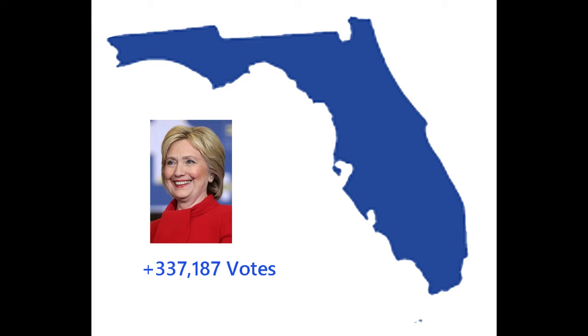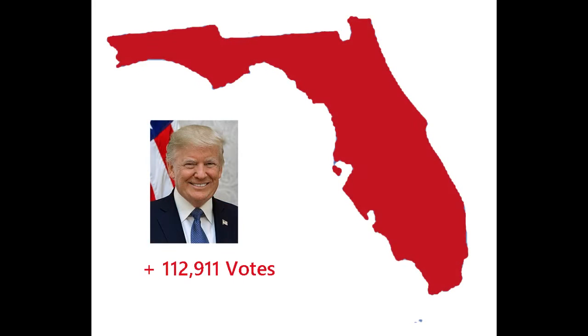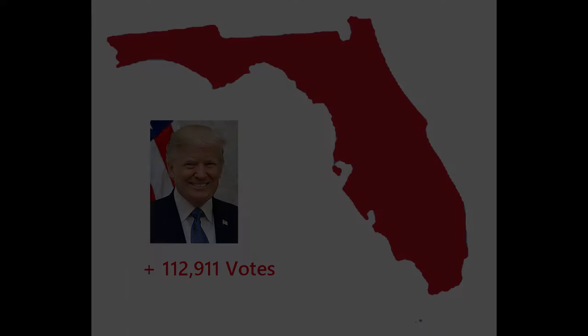Did the voting registration predict the correct president would win Florida? No. It predicts Hillary wins by a margin of 340,000 votes. In reality, Trump won by a margin of 113,000 votes. This is an error of almost 500,000 votes.